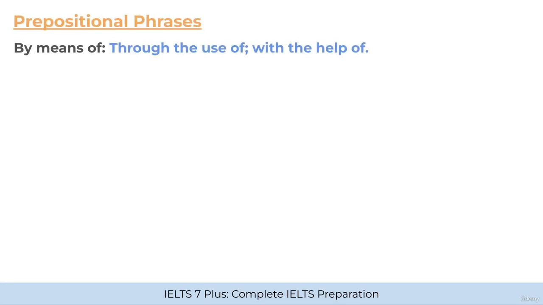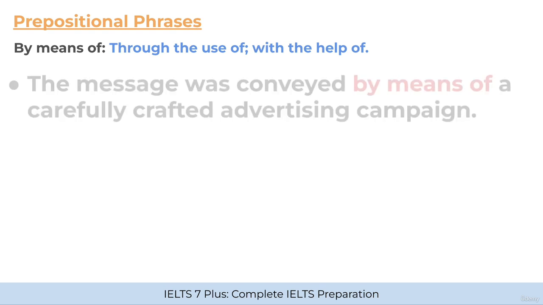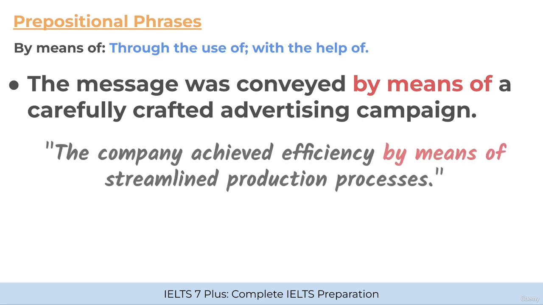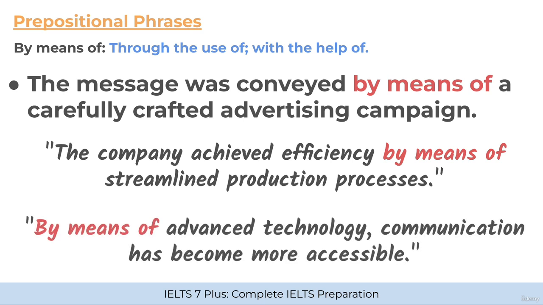By means of. This means with the help of, or through the use of as well. The message was conveyed by means of a carefully crafted advertising campaign. The company achieved efficiency by means of streamlined production processes. So how did they achieve efficiency? By means of streamlined production. So you're seeing how something is happening. By means of advanced technology, communication has become more accessible.